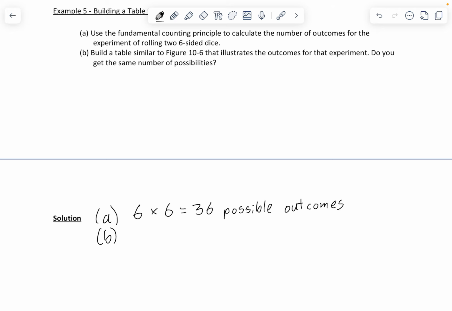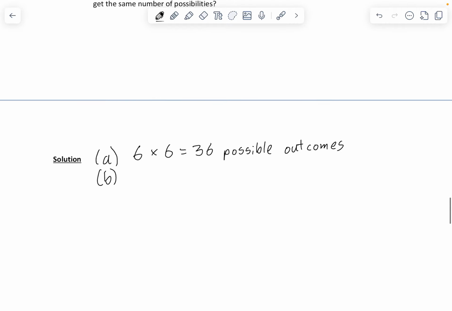B would be building the table to actually illustrate the number of possible outcomes. To do that, we could do a column. Let's just do something like this. So up here, we would list the outcomes for the first die, which would be 1, 2, 3, 4, 5, 6. And then vertically down, we would list the outcomes for the second die.